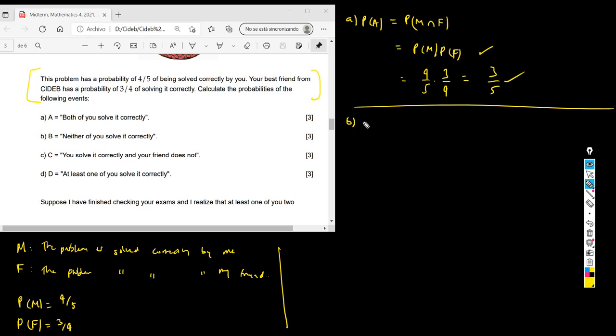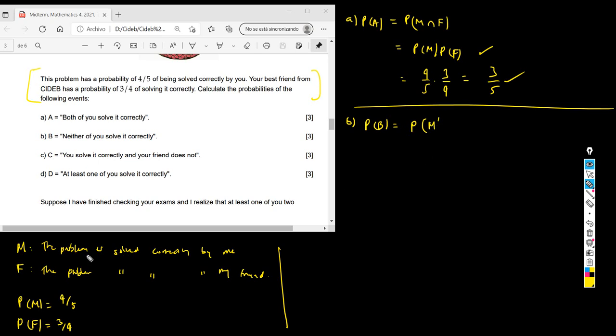B. The probability of B is that neither of you solves it correctly. In other words, this is the same as the probability of you not solving it.